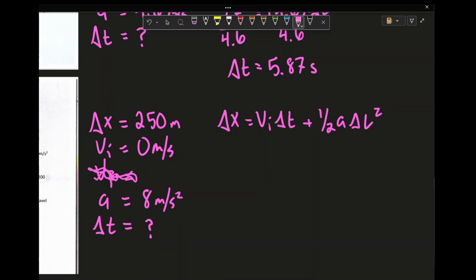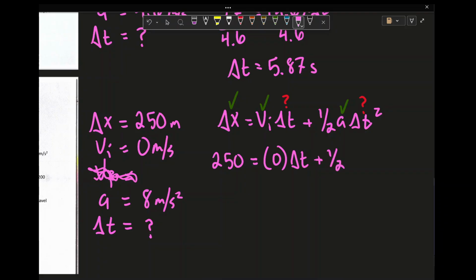How do we know that this is the one we can use? We should do our usual checking of things. Delta x we have, vi we have, a we have, and we might say, oh no, I see delta t twice. That ends up not being a problem, and I'll show you why. So delta x is 250, vi is 0.